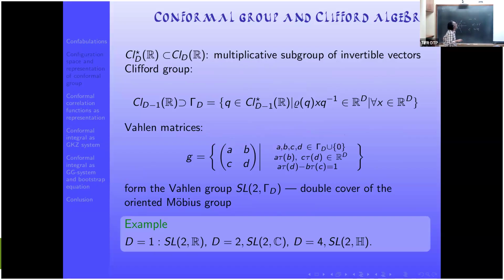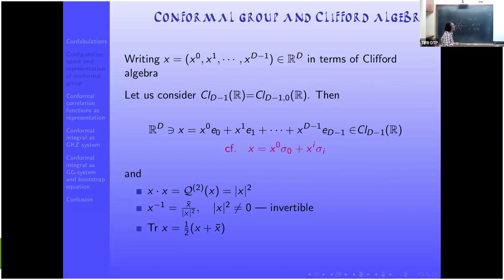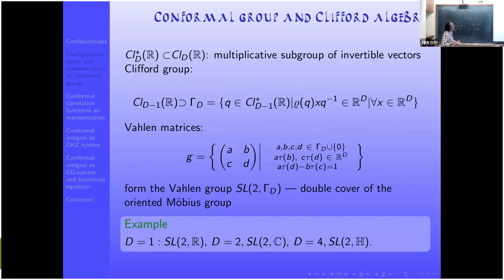Now you define something called a Clifford group out of some particular elements. As someone was asking, some of these elements multiplied by x are invertible if mod x squared is not 0, which is to say that unless it's a null vector, I can invert it. So take the invertible elements, the vectors of the Clifford group, and they form a multiplicative subgroup. From there you define, at the moment, let me not get into that.